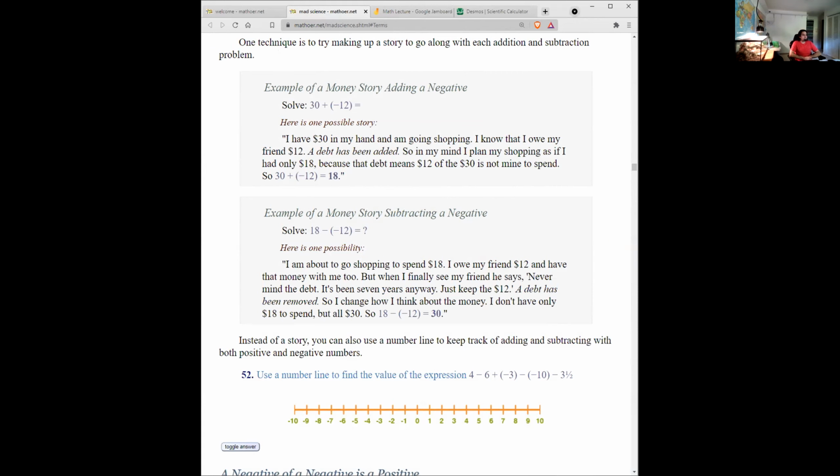Here's just one possibility. I'm holding $30 in my hand. I'm going shopping. I know I owe my friend $12. A debt of 12 has been added. So in my mind, I have to plan my shopping trip as if I had only $18 because I have to set aside the 12 for my friend. So that's what we mean by 30 plus a debt of 12 is 18 or something like that.